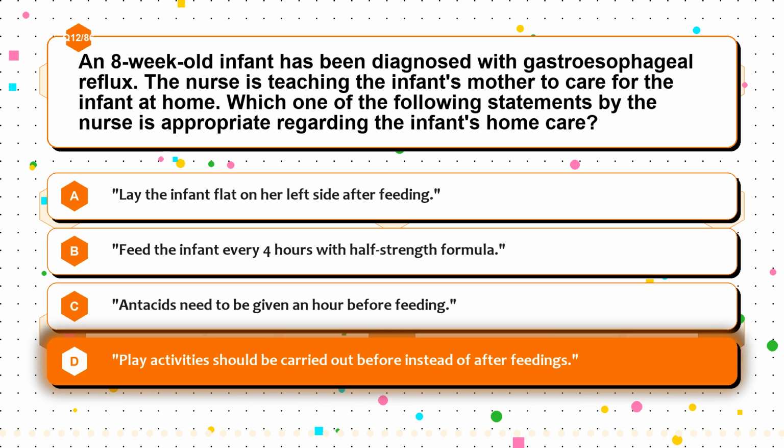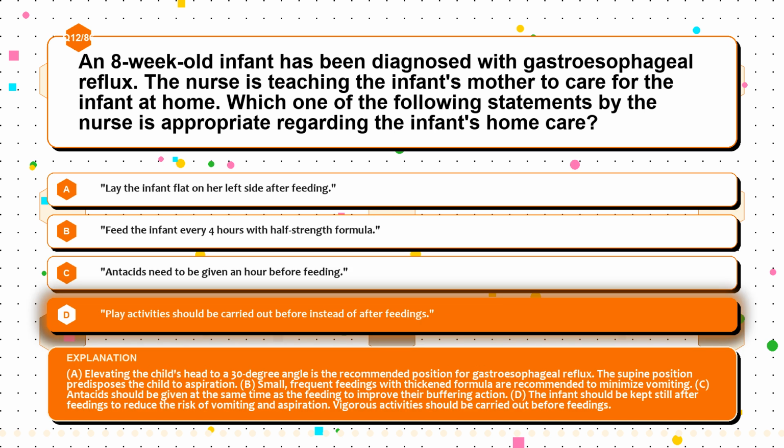The correct answer is option D. Play activities should be carried out before instead of after feedings. Elevating the child's head to a 30-degree angle is the recommended position for gastroesophageal reflux. The supine position predisposes the child to aspiration. B. Small, frequent feedings with thickened formula are recommended to minimize vomiting. C. Antacids should be given at the same time as the feeding to improve their buffering action. D. The infant should be kept still after feedings to reduce the risk of vomiting and aspiration. Vigorous activities should be carried out before feedings.